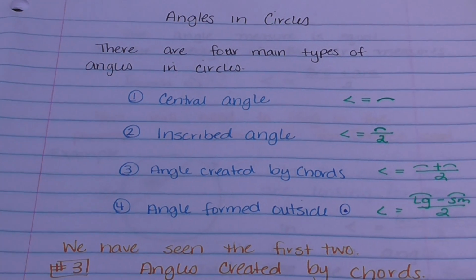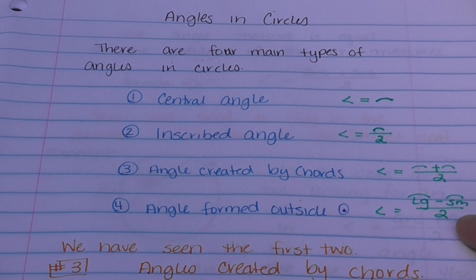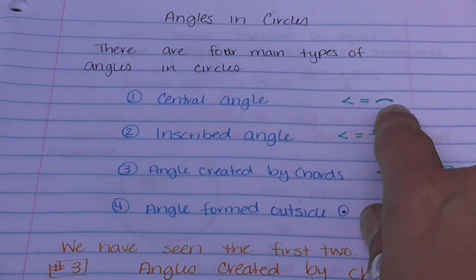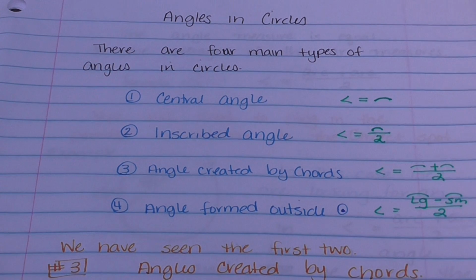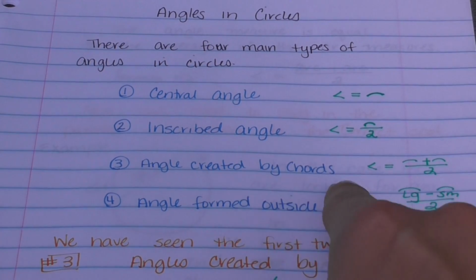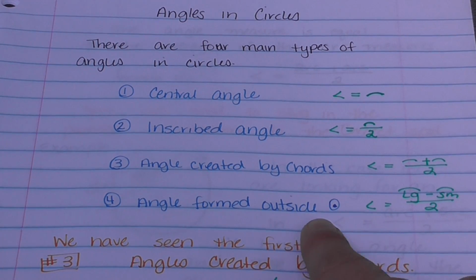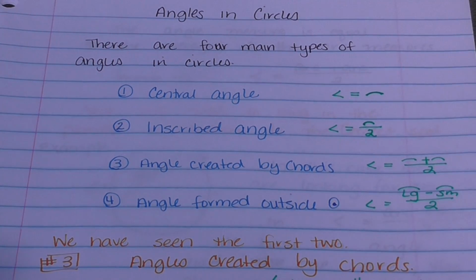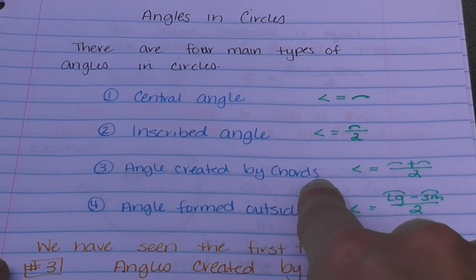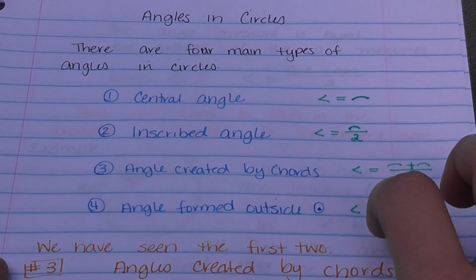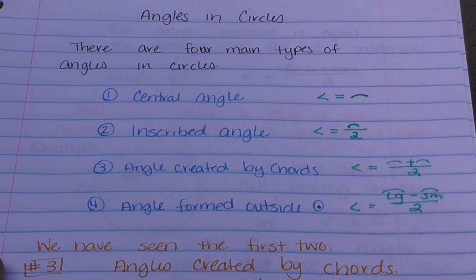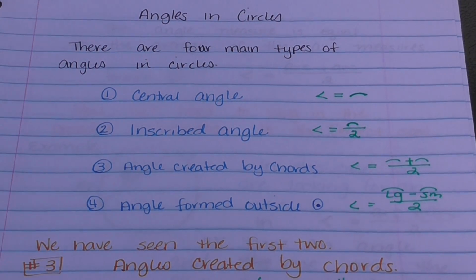For the central angle, I'm going to go ahead and list all the formulas for all of them. So for the central angle, the angle equals the arc. For the inscribed angle, your angle equals your arc divided by 2. Angles created by chords and angles formed outside of the circle both end up intersecting two arcs. So for angles created by chords, my angle equals arc plus arc divided by 2. So the two intercepted arcs added together and divided by 2. So it's like the average of the arcs.